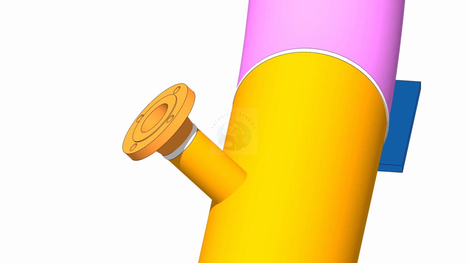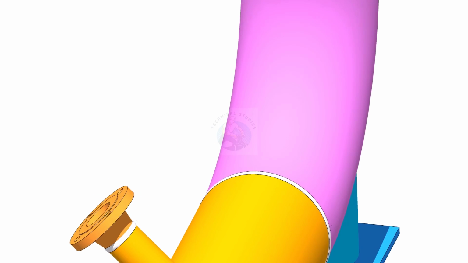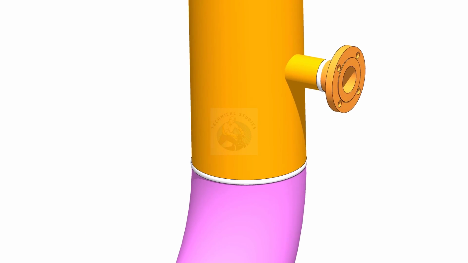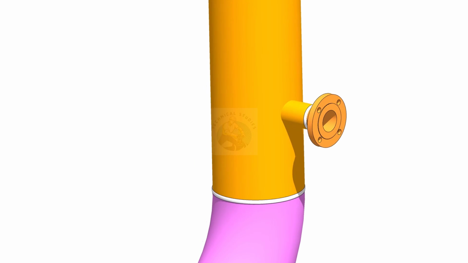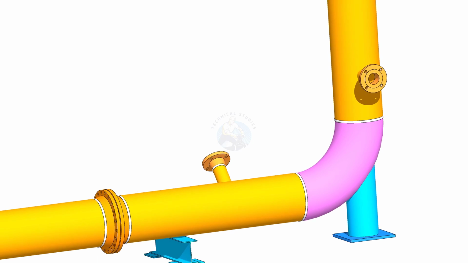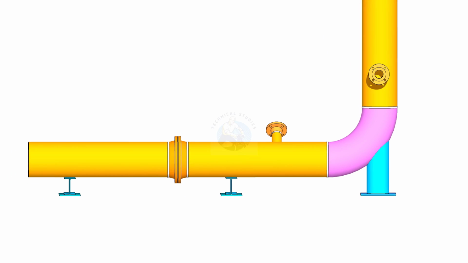Assume that this nozzle is fitted 45 degree rotated on this horizontal pipe. And this nozzle is fitted 90 degree rotated on this vertical pipe. First thing to do is to find the center of the horizontal pipe.